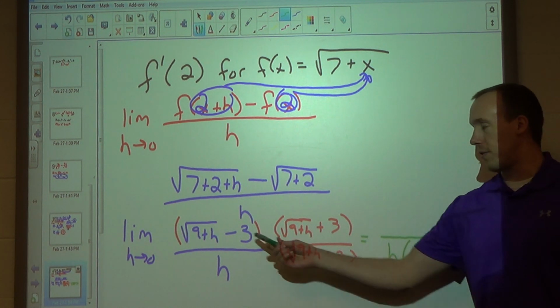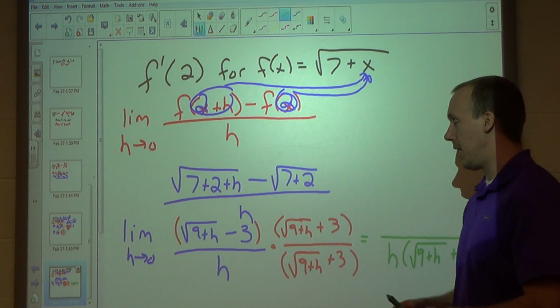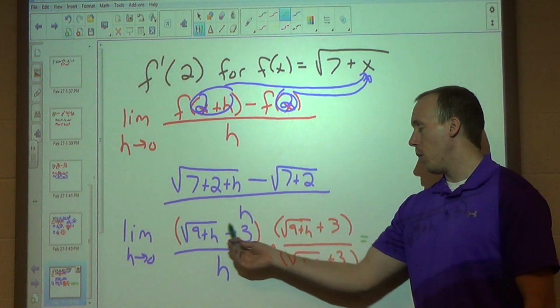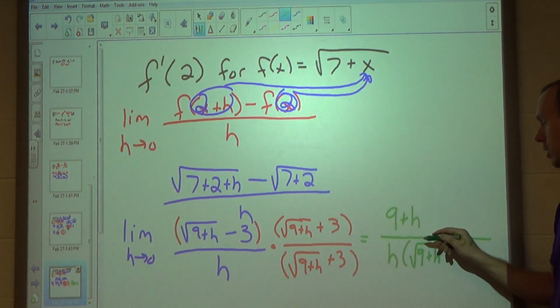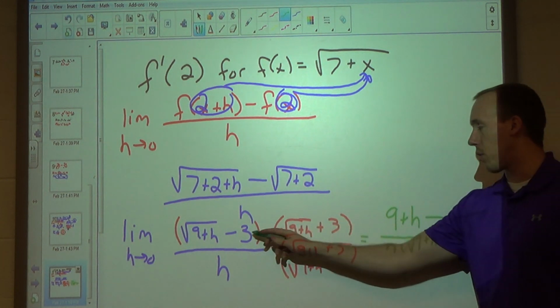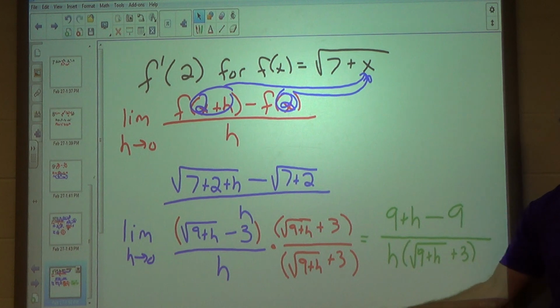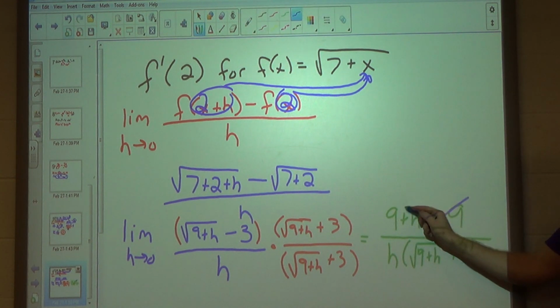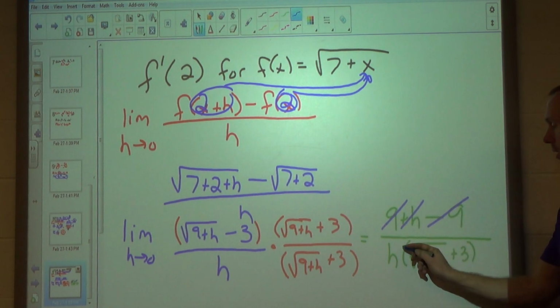When you FOIL this, do the first and the last matter? Sorry, the first and the last do matter. Do the outside and the inside matter? No, the first and the last do. So just first times first. What happens with the square roots on those? They cancel, so it's 9 plus h minus, and then 3 times 3 would be 9. And what do I always say? That backside will always do what? Cancel with something in the front. And then what else happens here? The h's can then cancel after you've canceled those.